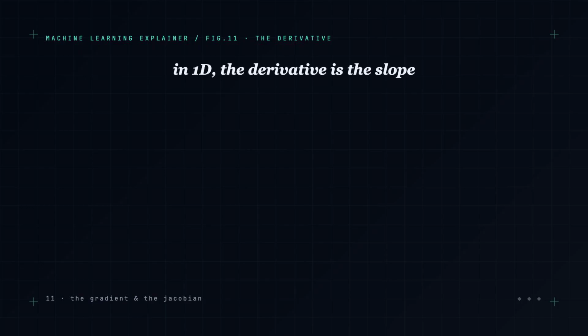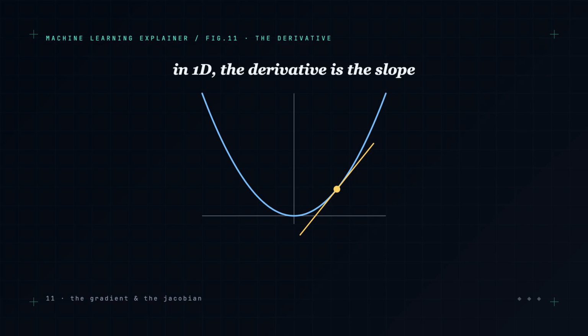Start in one dimension. The derivative of a function is its slope, how fast the output changes as you nudge the input. Steep curve, big derivative; flat curve, near zero. It's a single number that answers one question: if I move the input a tiny bit, how much does the output move? That's the seed of everything here.